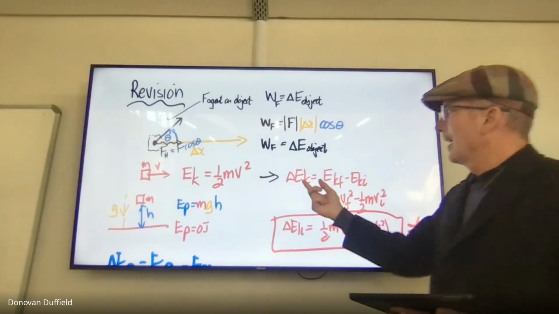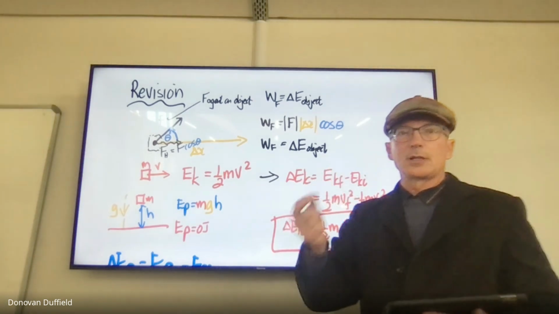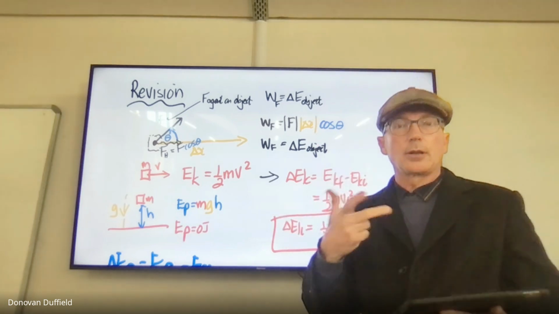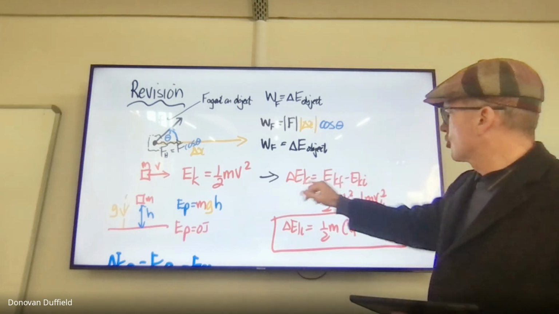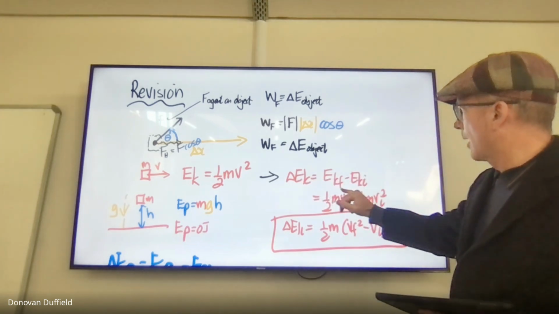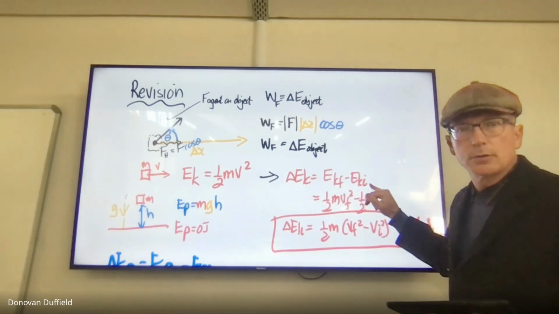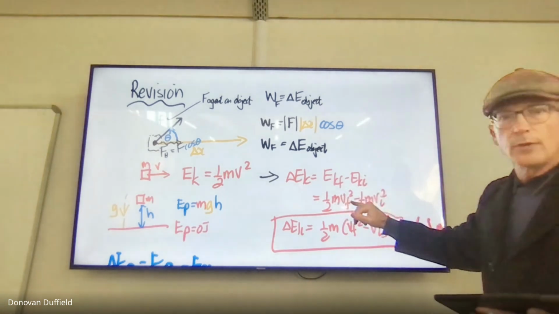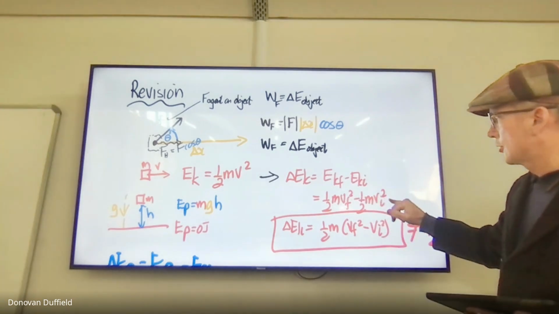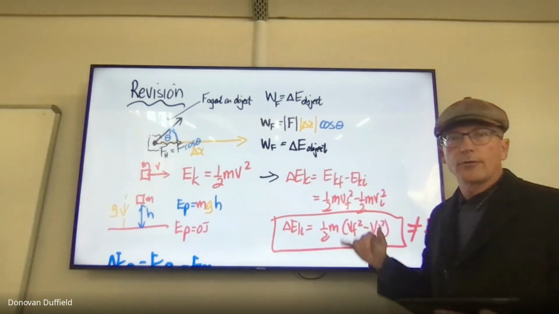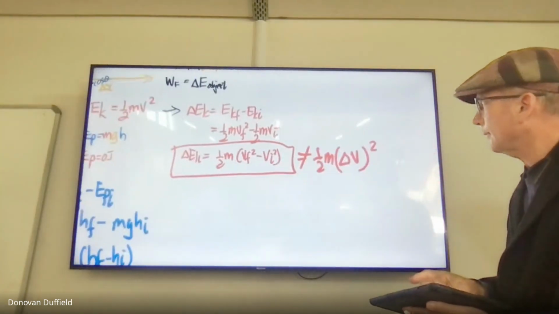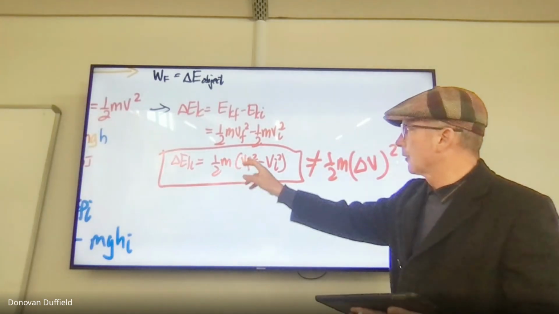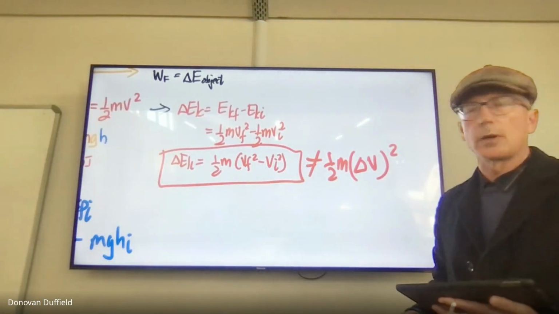Right? So if now a force is acting, and it's got a net effect, it's going to accelerate and change the velocity. And the change in kinetic energy is the final kinetic energy minus the initial kinetic energy. Half mv final squared minus half mv initial squared. If you take the half times the mass out as a common factor, then you get a half m bracket v final squared minus v initial squared.